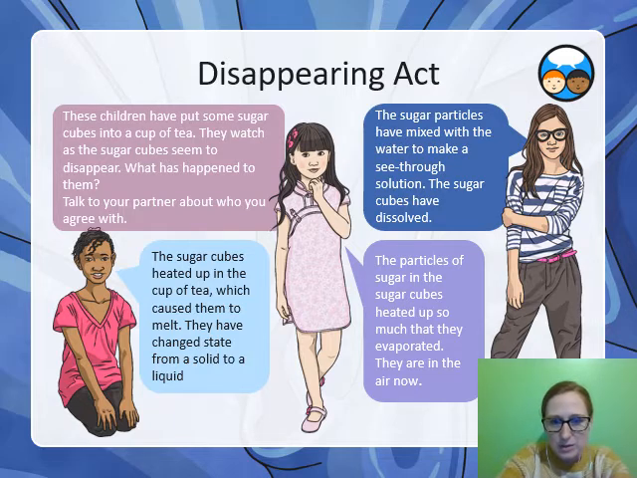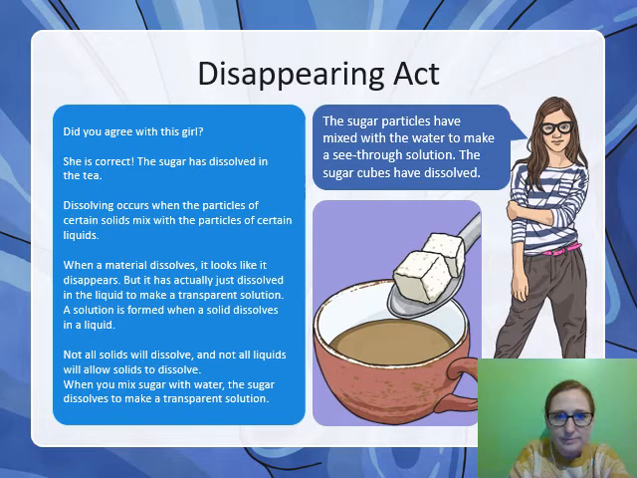Then we've got the young lady in the middle. The particles of sugar in the sugar cubes heated up so much that they evaporated. They are now in the air. So has the heat caused them to completely disappear? Who do you agree with? Did you agree with this girl here? She is correct. The sugar has dissolved in the tea.